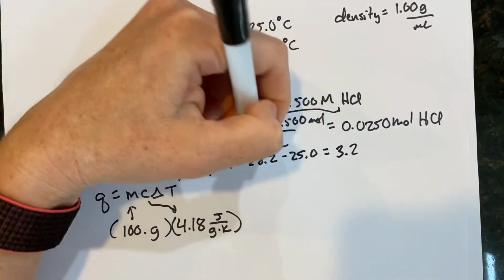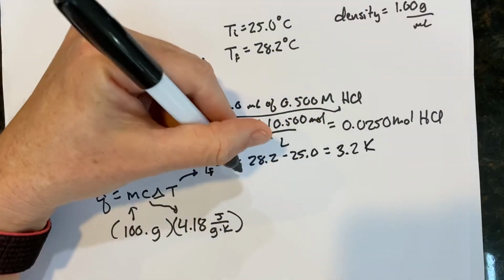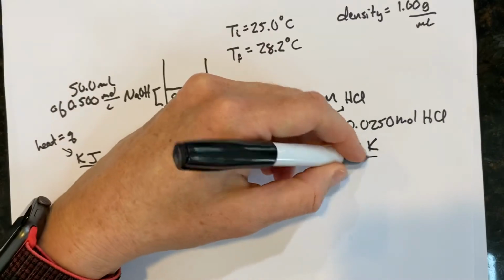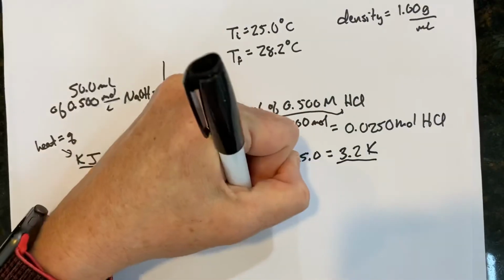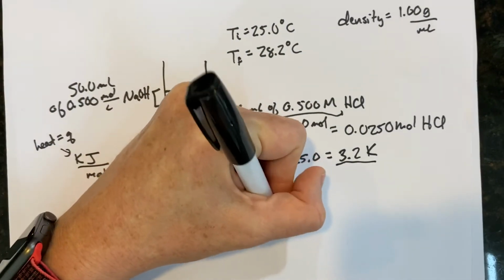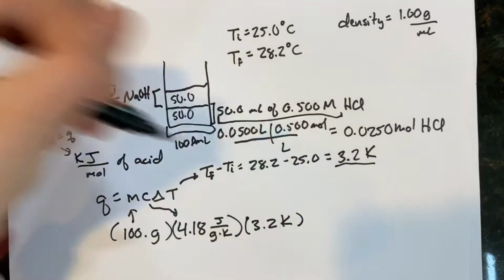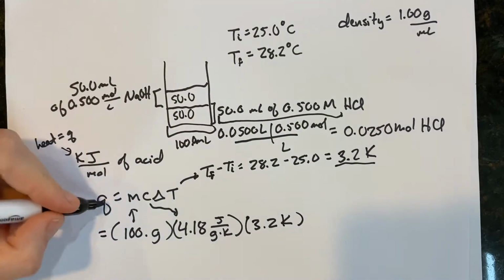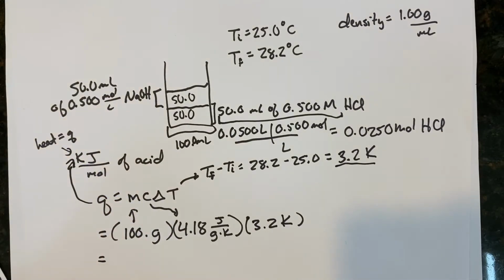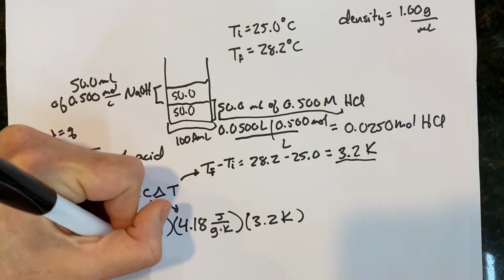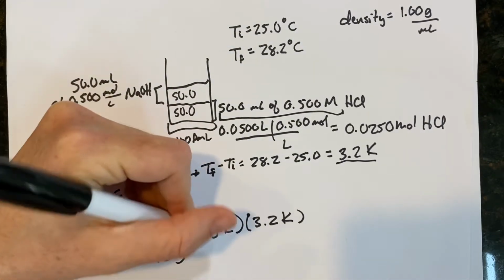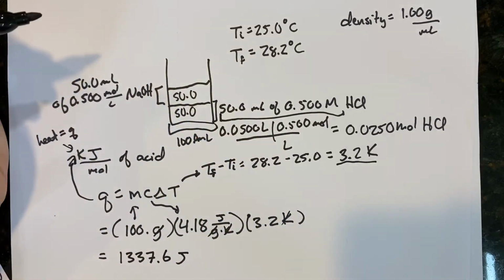Because we're looking at a delta, we could have added 273 and subtracted 273 and gotten the same answer, but that's in the lectures I provide. So just make sure you're paying attention to that, that it could be degrees Celsius or Kelvin. And what this will give us is our Q. This will give us our joules. So when you calculate it out, I think you get 1,337.6 joules. Grams cancel, Kelvin cancels, and you're left with joules.